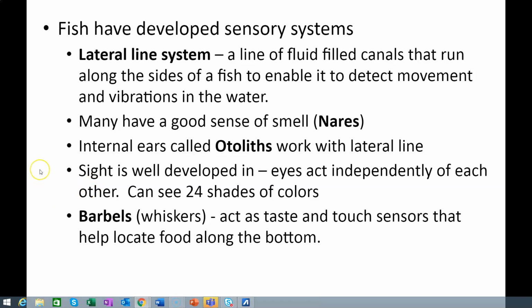Sight says eyes act independently of each other. So a fish's eyes are actually seeing two different things. And if you think about it, they are on separate sides of the head.